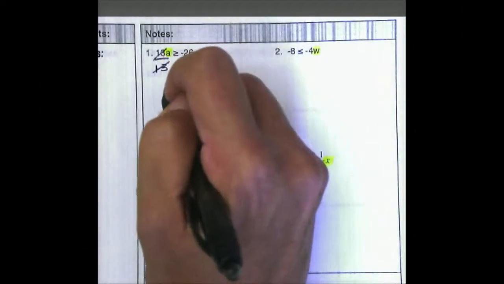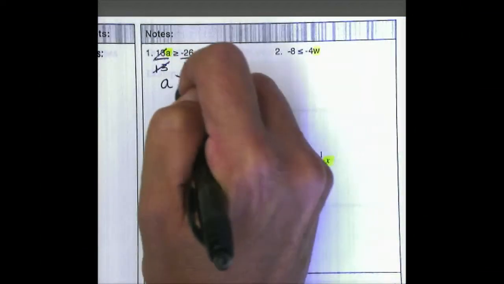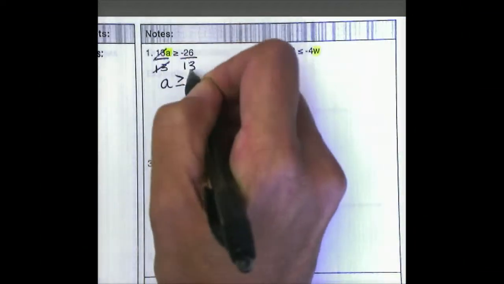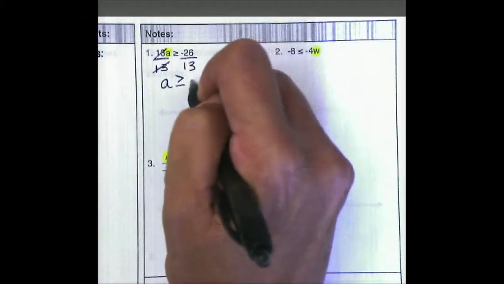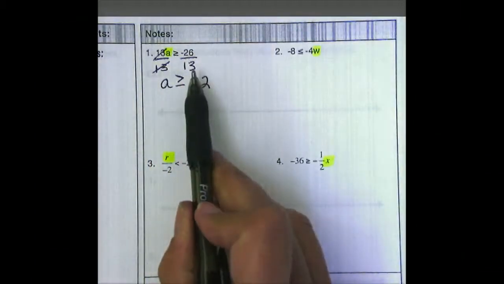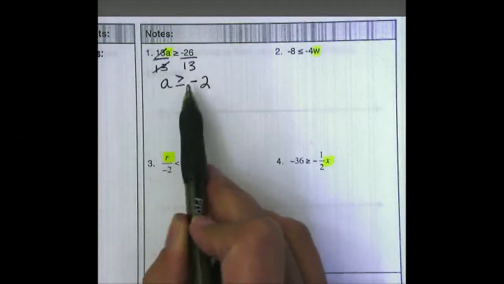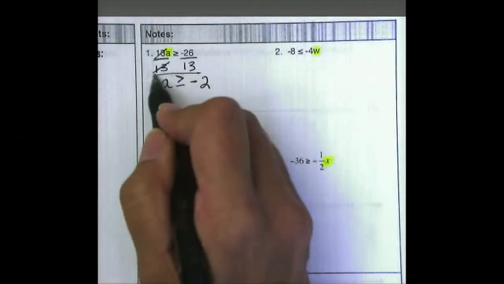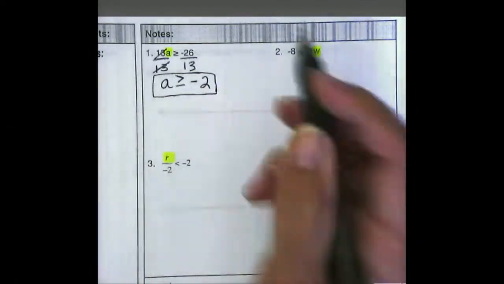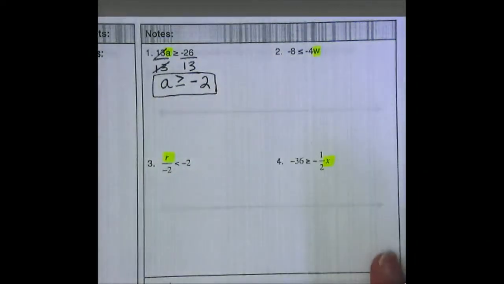And so 13 divided by 13, we know that that's going to cancel out. We get a is greater than or equal to negative 26 divided by 13 is negative 2. And we did not divide by a negative. We divided by a positive 13, so we don't have to flip our symbol. So our answer is a is greater than or equal to negative 2.